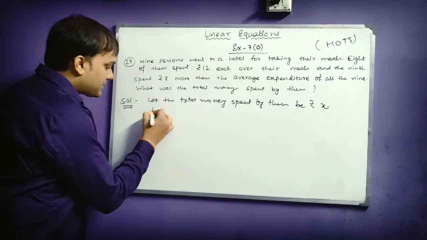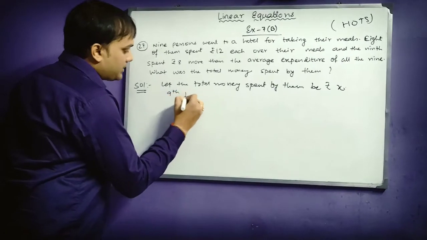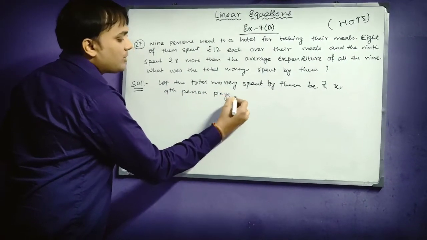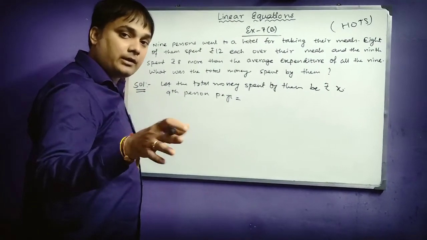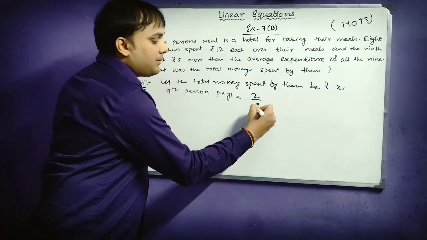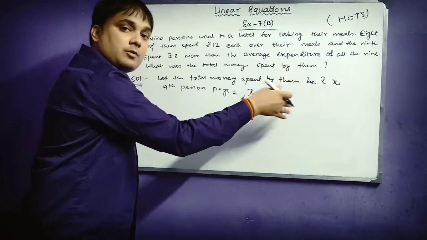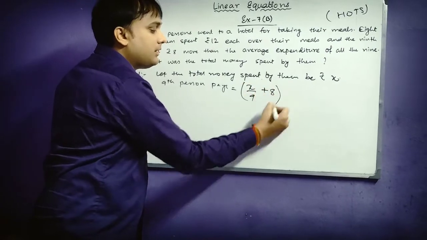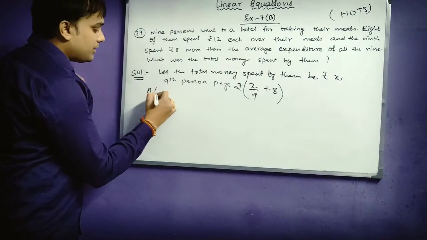So the 9th person pays how much money? Rupees 8 more than the average expenditure of all the 9. What is the average expenditure of all the 9? That means x by 9, because x is the total money spent. So the average will be x by 9. 8 rupees more than the average. That means this is the money which the 9th person is spending. Okay, so now we can write according to the question.